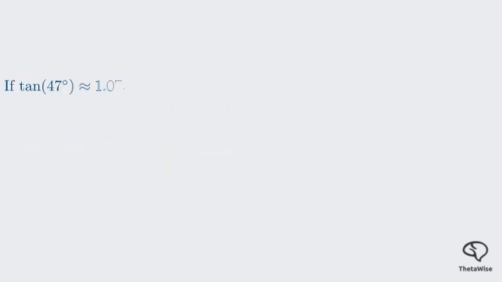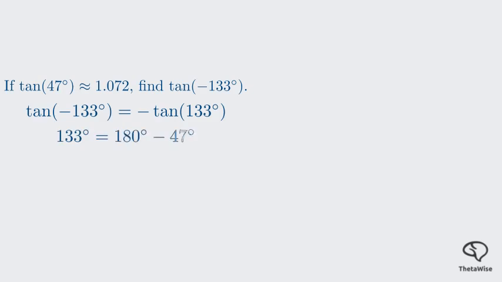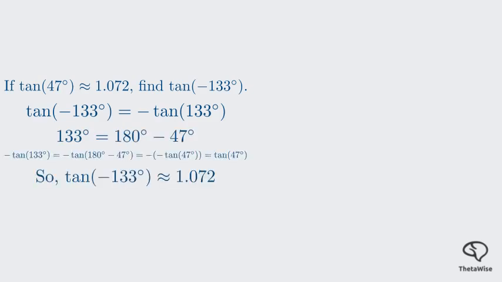Here's another example. If tan 47 degrees is approximately 1.072, what is tan 133 degrees? First, we can use the negative angle identity to say that tan 133 degrees equals negative tan(-133 degrees). Now we need to find tan(-133 degrees). This is tan(180° - 47°)... which, using the supplementary angle identity, is negative tan of 47 degrees. So we have negative of negative tan 47 degrees, which simplifies to positive tan 47 degrees. Therefore, tan 133 degrees is approximately 1.072.